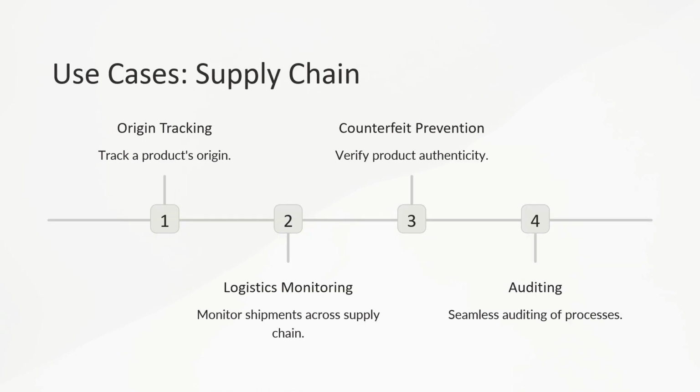Another such use case is supply chain, for tracking a product's journey from its origin to the consumer. It is also used for monitoring and managing the shipment process across the entire supply chain. It is used for counterfeit prevention by verifying the authenticity of products. Think of it as ensuring the designer handbag you bought is genuine. It aids in auditing for compliance and efficiency.